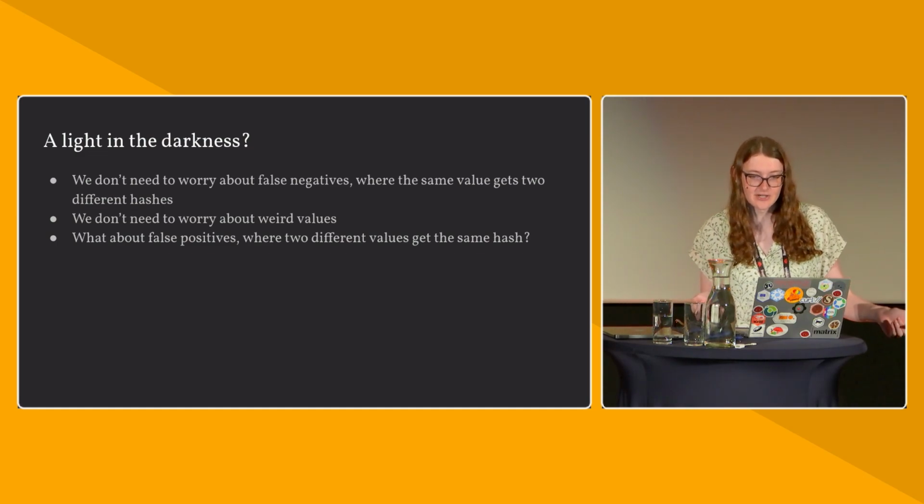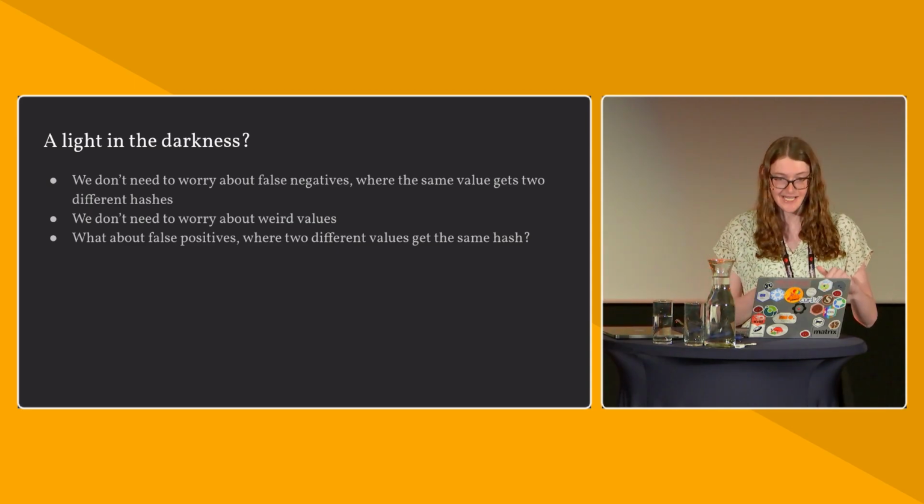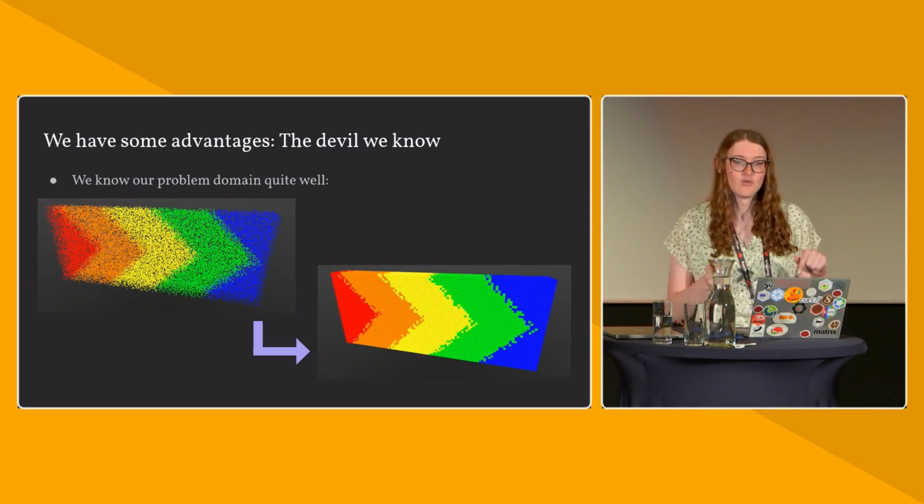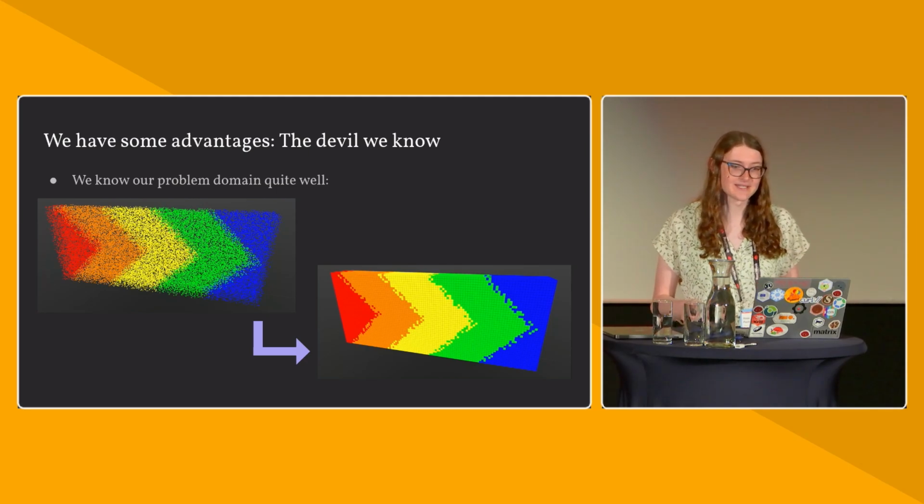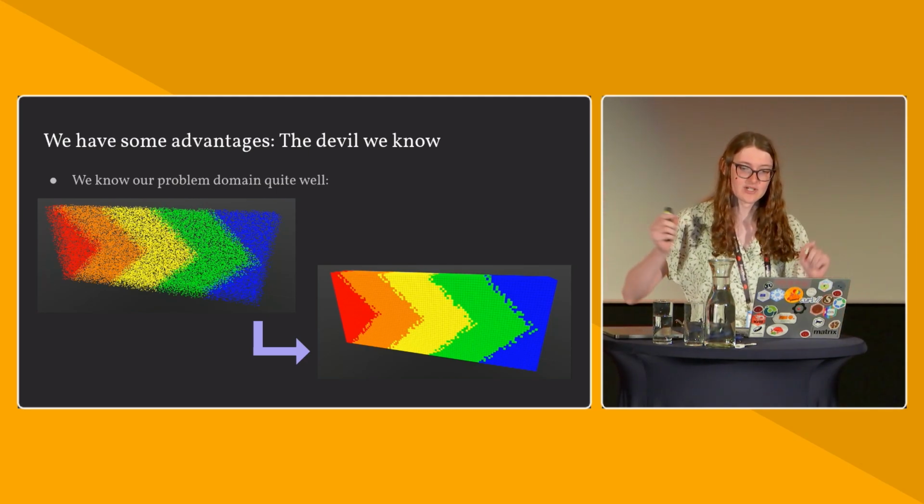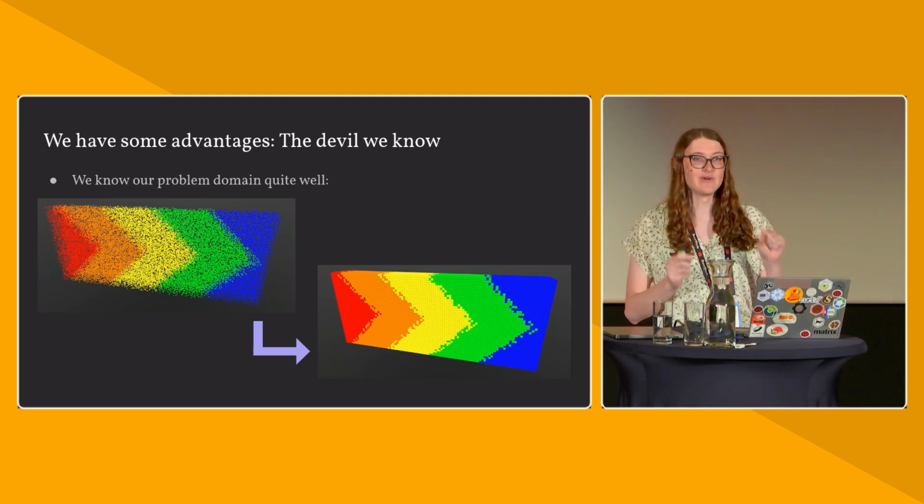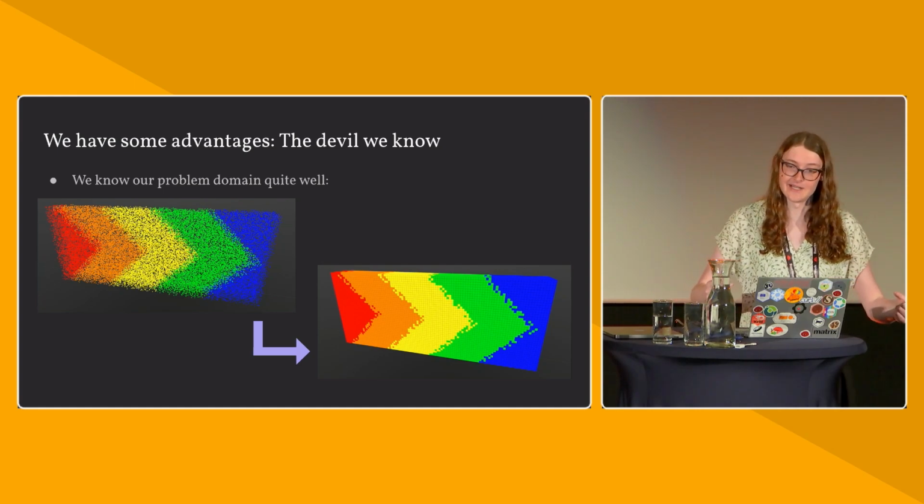This could occur if you have two values that drifted into each other, converging on the same incorrect value. Well, there may be a way to handle this. We know the devil. We know our problem domain very well. We're specifically trying to rasterize these non-uniform points, and that means we can make some assumptions about our data.